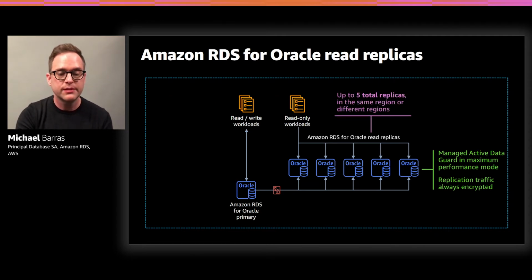Each primary supports up to 5 replicas, and they can be a mixture of in-region and cross-region. RDS manages the DataGuard configuration, so you don't have to worry about configuring DataGuard broker, troubleshooting replication failures, dealing with gaps, or any of the other heavy lifting involved in managing DataGuard yourself.